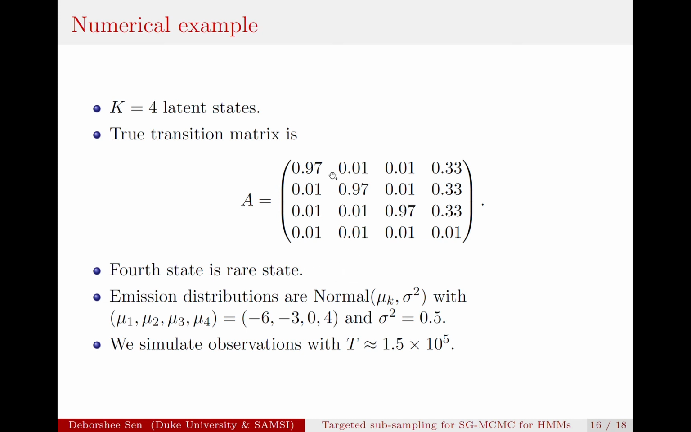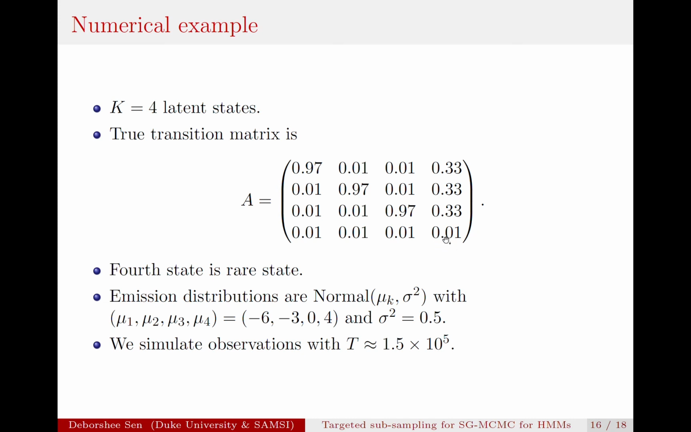The columns are again the transitions. If you are in state 1, you have a 97% chance of staying in state 1, and a 1% chance of going to each of the other states. State 4 is a rare state, so you have a 1% chance of going to state 4 from all 3 states, 1, 2, and 3. And if you are in state 4, you have roughly a 1/3 chance of going to each of the 3 different states, and then a 1% chance of staying in state 4.